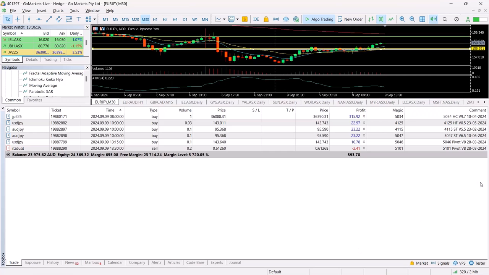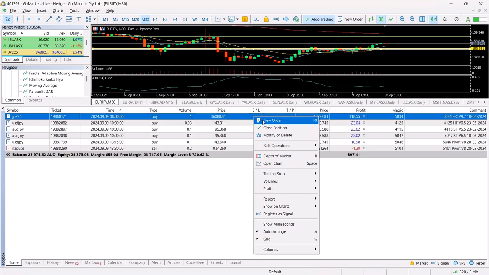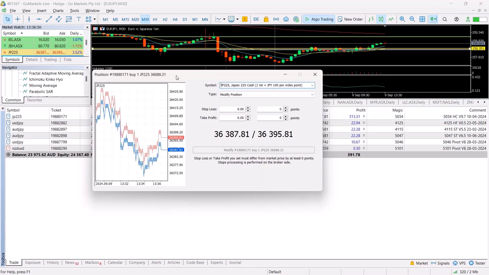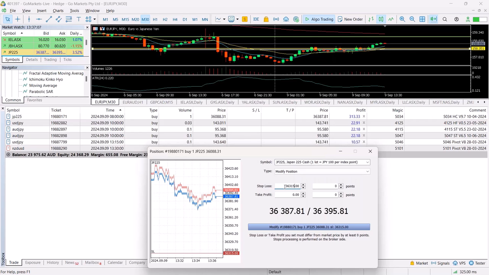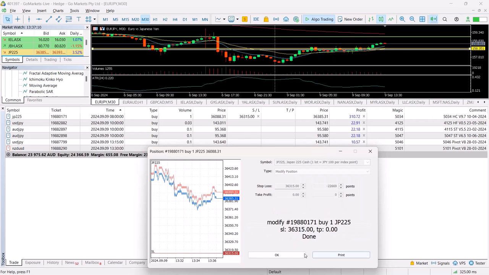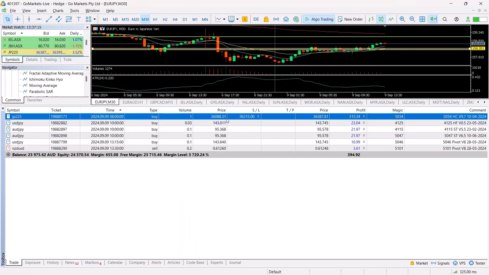So if you want to put something on your system, what are we in now? There we go, okay. So if we wanted now to put in a stop loss here, these are EAs, but once an EA is on there, you can still adjust it. I'm going to modify this. I'm going to lock in. We opened at 36.088. It's now at 36.385, which is outrageous. So we're going to put a stop at 36.315. Okay. There we go. So that now is trailed essentially to the tune of around about 250 points.